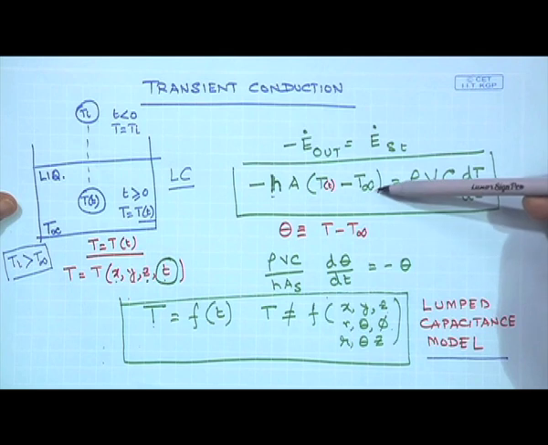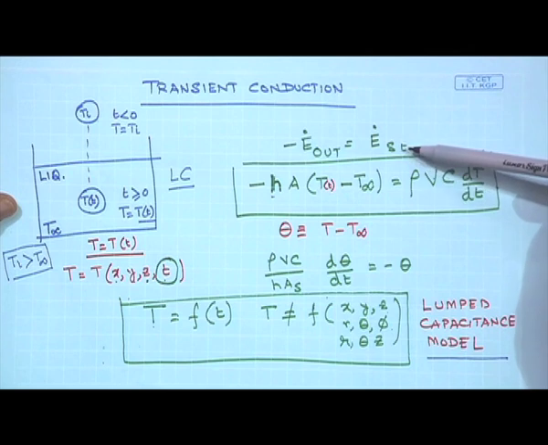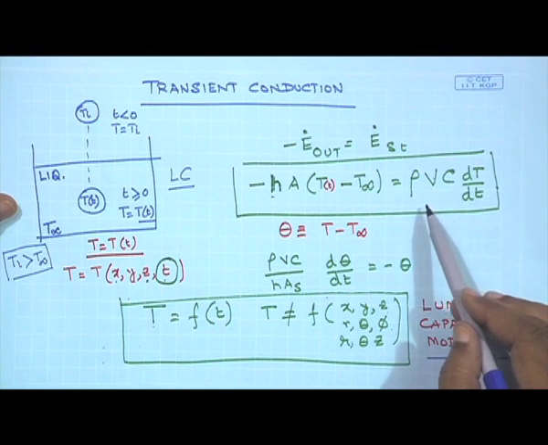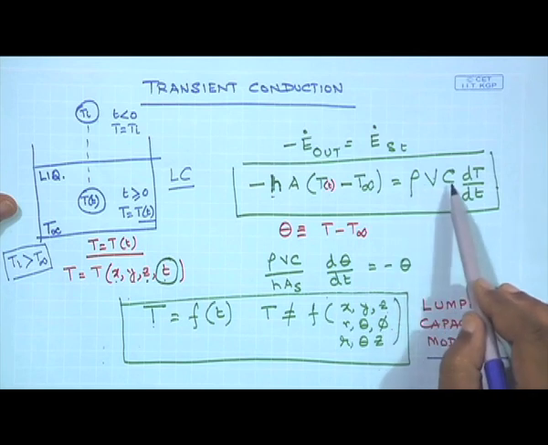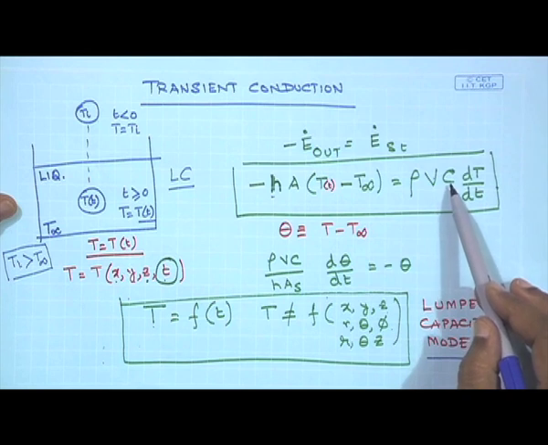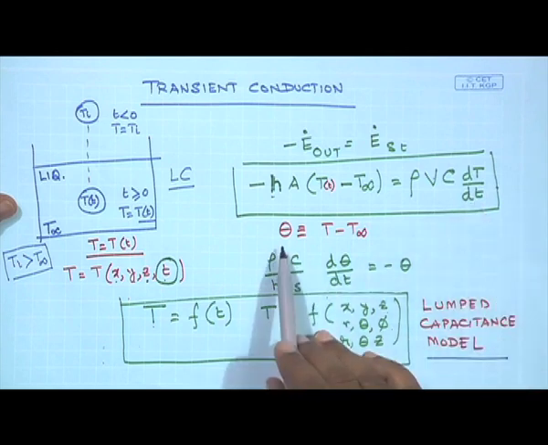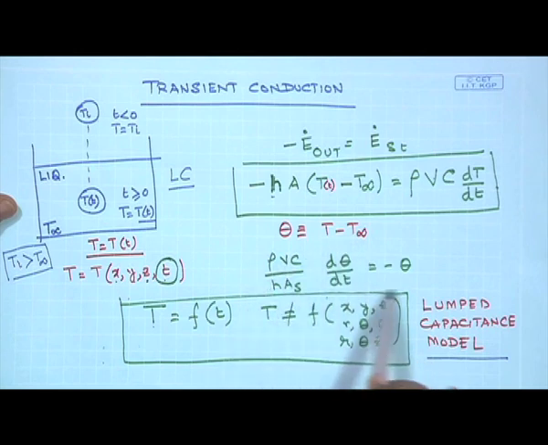So, as a result of the energy leaving the solid object, the thermal energy storage term will also change with time. The amount of stored energy change inside the control volume would be simply rho V C, which is the heat capacity of the solid material, times change in temperature with time. So, if I define a dimensionless temperature as T minus T infinity, then this equation would simply reduce to rho V C by h A s.